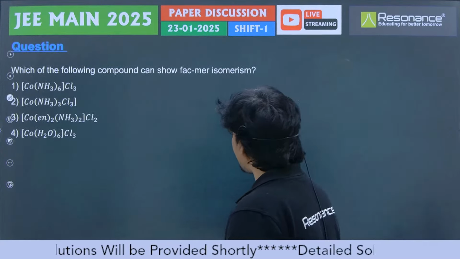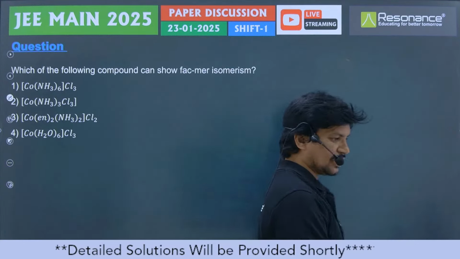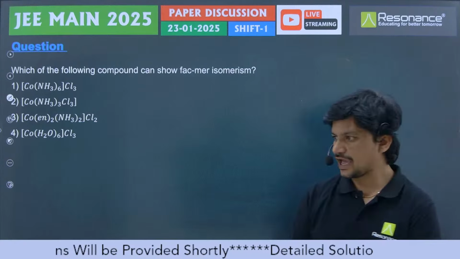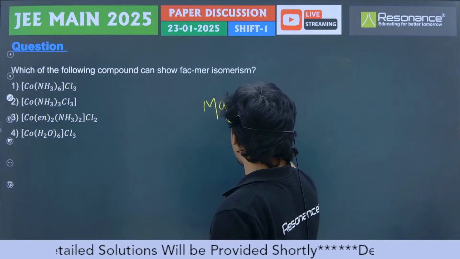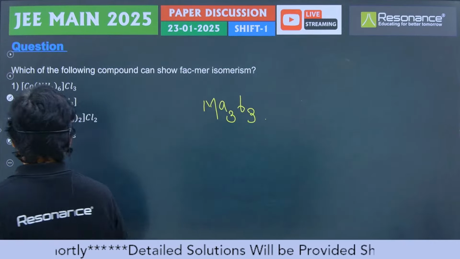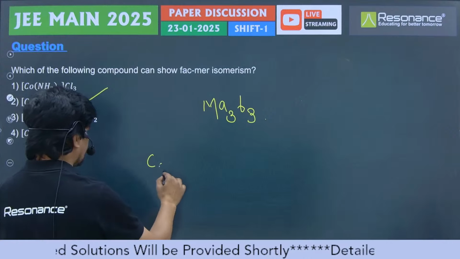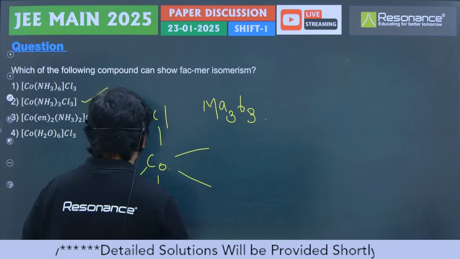Right, which of the following compounds can show facial and meridional isomers? Facial and meridional isomerism is exhibited by what kind of complexes? Ma3b3 kind of complexes. We have the second option, you can take CO. Here you can take an octahedral complex.